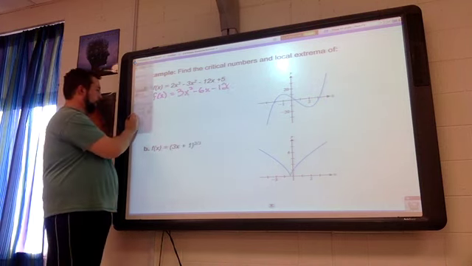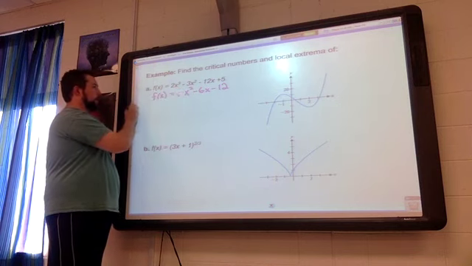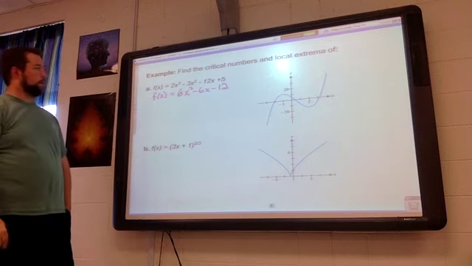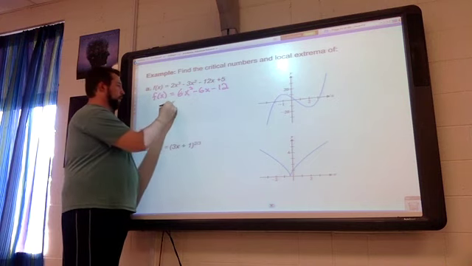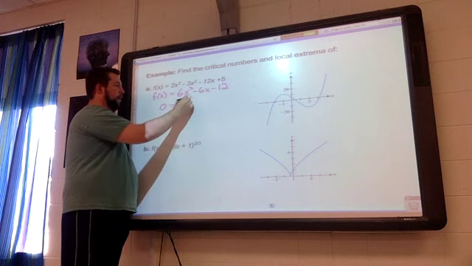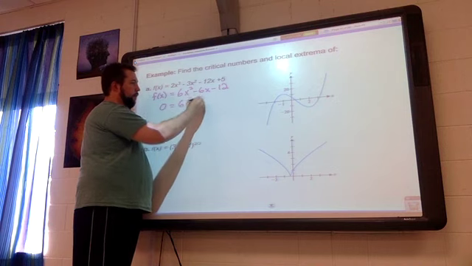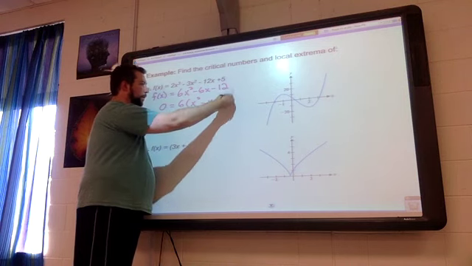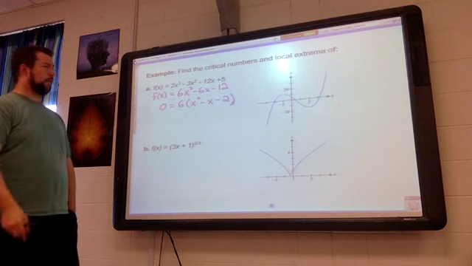Glad I looked at that for a second because I messed it up. That's actually a 6x squared minus 6x minus 12. And we set this equal to 0. When we set it equal to 0, we notice on the left-hand side we could actually factor out a 6, which will leave me with x squared minus x minus 2.